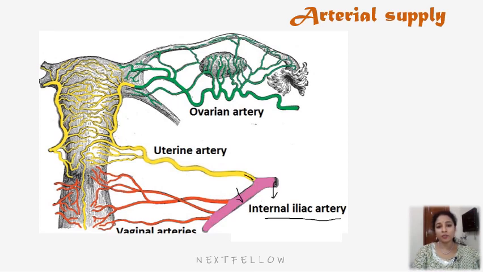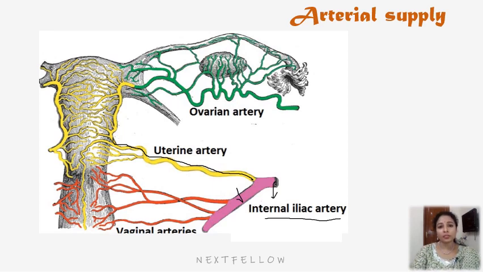From the anterior division, we see the origin of the uterine artery, which runs in the base of the broad ligament towards the uterine cervix. It passes superior to the ureter, which is present near the upper part of the vagina, and superolateral to the fornix of the vagina.